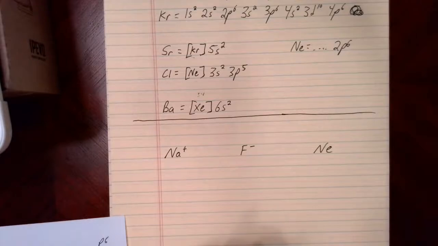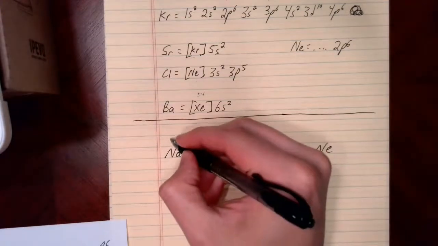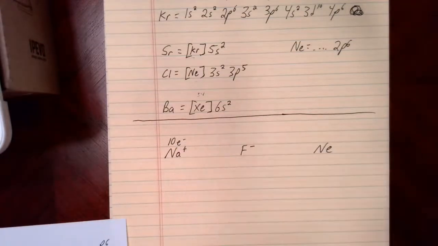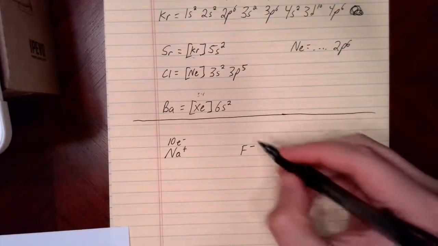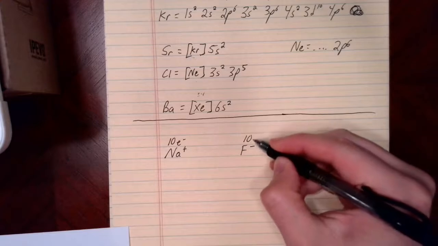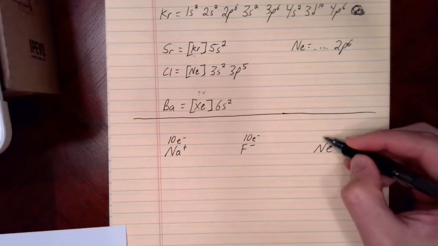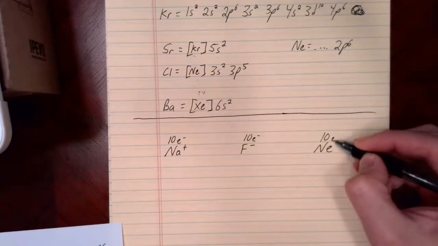So sodium starts off with 11 electrons if it's neutral, but it's a +1 charge. I plug in the formula. I see that sodium +1 has 10 electrons. Fluorine starts off with 9 electrons. It gains 1 to gain a -1 charge, so it has 10 electrons. Neon has 10 electrons and it's neutral. Okay, so it's the same.